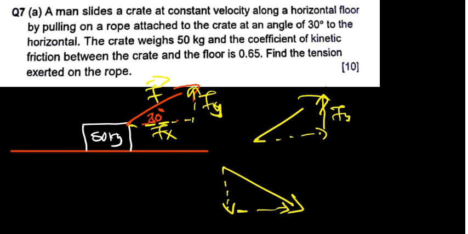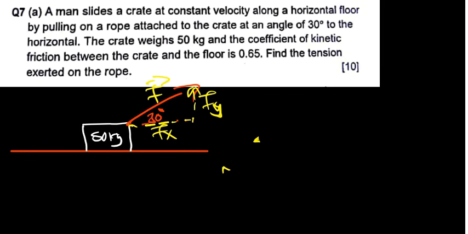But now, how do you know it's supposed to be in this direction? The question is saying a man slides a crate at a constant velocity along a horizontal floor by pulling, meaning you are using a rope, you are pulling it, so that force is going to be directed there. It would be different if it was saying pushing. You can push at an angle, but here it was just being pulled. That's why it's going to be directed in that manner.